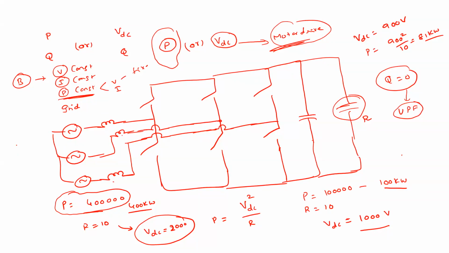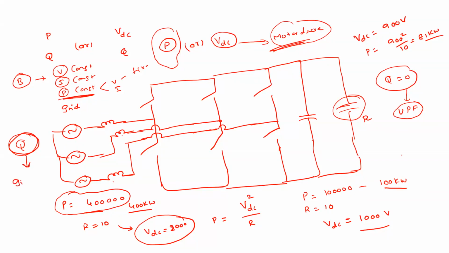So when will we control Q? For voltage stabilization. For improving voltage. Let us assume that we have some applications.